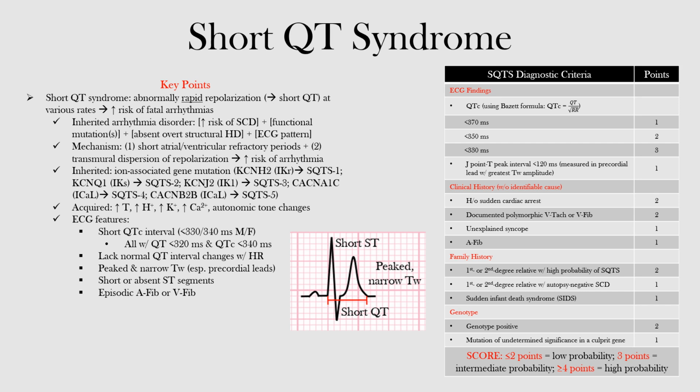So first off, as you would expect, a short QTc interval is the hallmark of the disorder. In general, a short QTc interval can be considered anything less than 360 milliseconds. However, there are many normal patients with a short QTc interval of less than 360 milliseconds. So when you should really start to consider short QT syndrome is when you have a QTc interval that's less than 330 milliseconds in males and less than 340 milliseconds in females, okay?